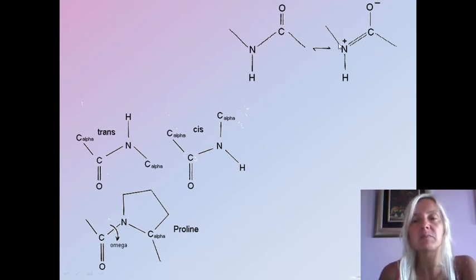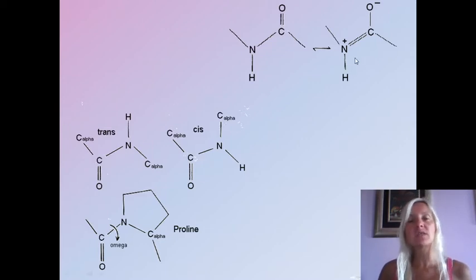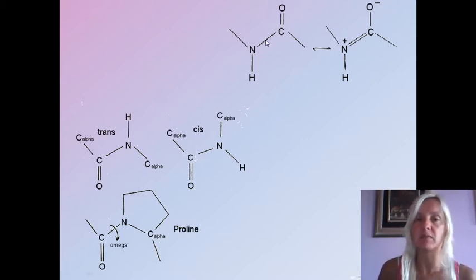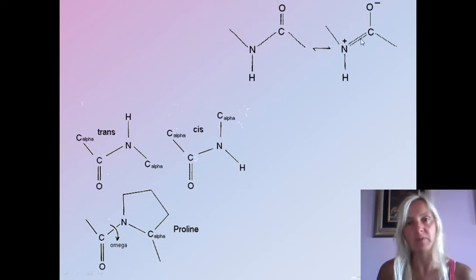Nitrogen becomes positively charged because of the lack of that electron pair, which is involved in the formation of a double bond with the carbon atom, and oxygen becomes negatively charged because of the move of the carbonyl electrons towards the oxygen. So now the question is, which of these 2 forms is the correct one? A single bond or a double bond? Is the peptide bond a single bond or a double bond?